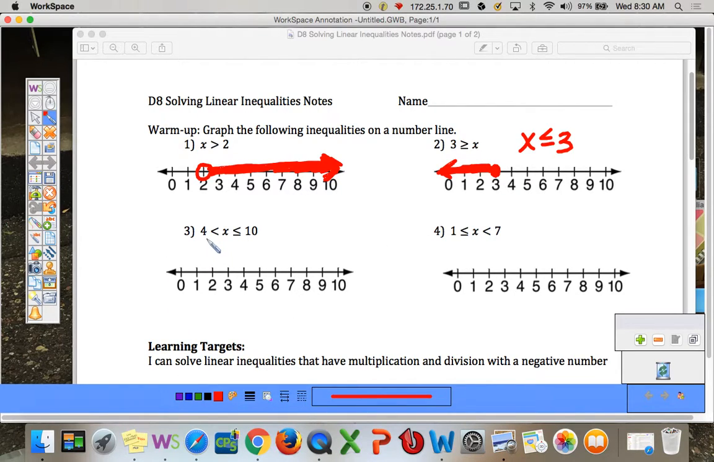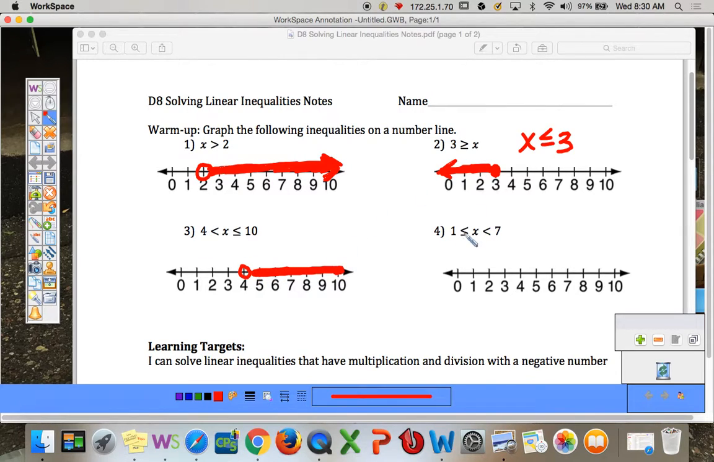All right, the next one, 4 is less than x, which is less than or equal to 10. All right, so if x is in the middle, I'm going to find 4. I'll put an open dot because there's no equal sign. At 10, I'll put a closed dot, and x is between them. So this picture would stand for 4 is less than x, which is less than or equal to 10.